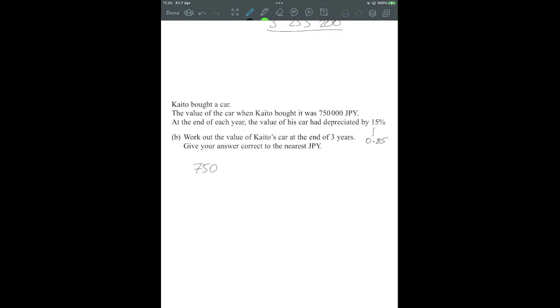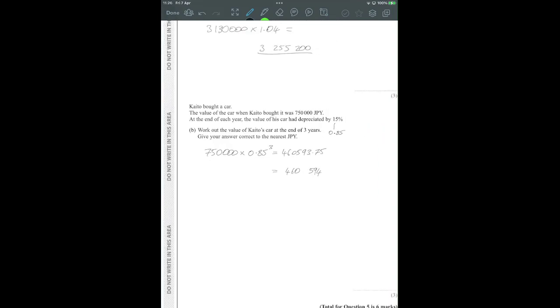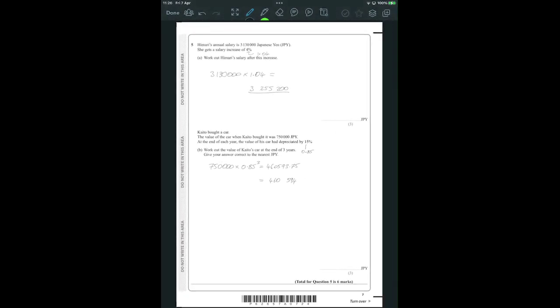So using our compound interest formula, the initial times the multiplier to the power of the number of years. Again, I'm writing that down purely to get my method marks from the examiner. And typing that exact calculation into my calculator is 460,593.75. The question wanted it to the nearest Japanese yen, so it's 460,594. Good habit is to separate your digits just slightly. I maybe separated them a bit too much there into groups of 3.